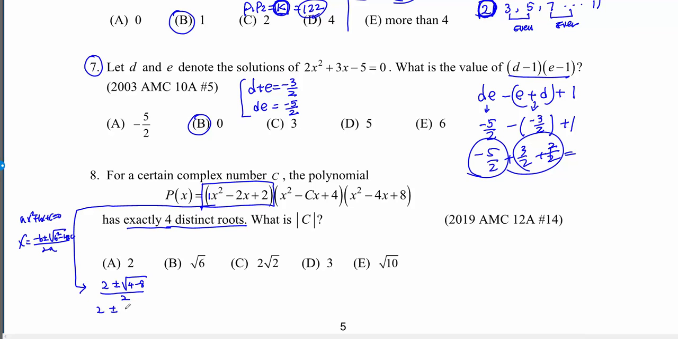The square root of negative 4 is what? It is 2i, isn't it? Over 2 equals what? 1 plus minus i, right? We have 2 roots. One is 1 plus i, the other root is 1 minus i. We have right there 2 roots.